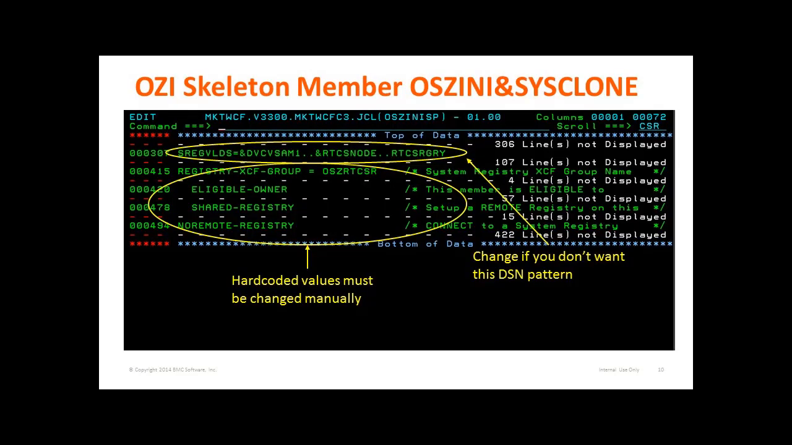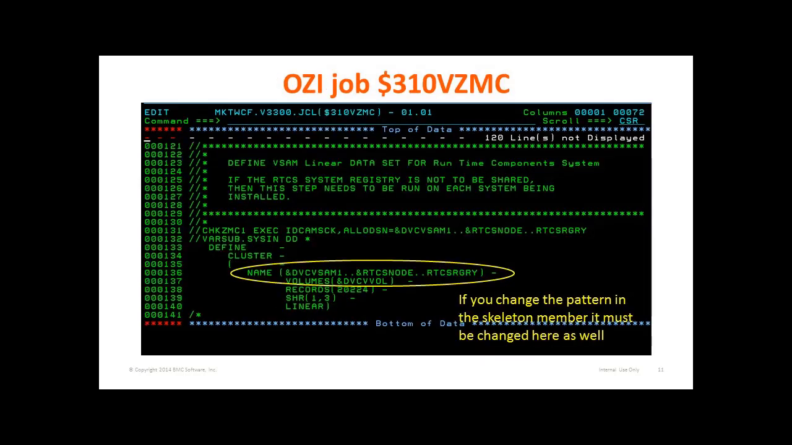Here's the skeleton member OZI creates in the JCL library. It contains values only for the LPAR where the installation system resides. Most of the parameters are hard-coded into this member. If other parameter values are required on other systems, they will have to be changed manually on the remote system.